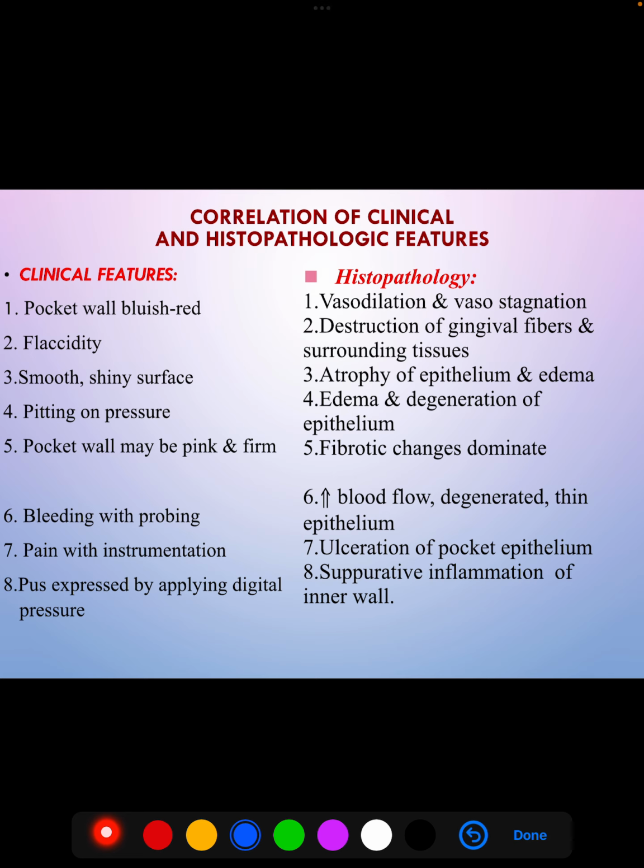Now, how can we correlate the clinical features and histopathological features? The reason for the bluish red color of the gingiva is due to vasodilatation and stagnation of blood in the blood vessels of the gingiva. It will be flaccid because of destruction of the gingival fibers and surrounding tissues. The reason for the smooth shiny surface is because of atrophy of the epithelium and edema. The pitting on pressure is due to edema and degeneration of the epithelium.